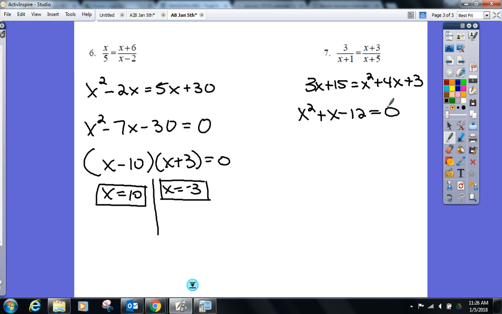Okay, ready? What was your b value? Yep. So two numbers that multiply to what? No, it's your c, multiplies to your c value. What's your c value? Negative 30, right? So you're looking for two numbers that multiply to negative 30 and add to negative 7. Okay.